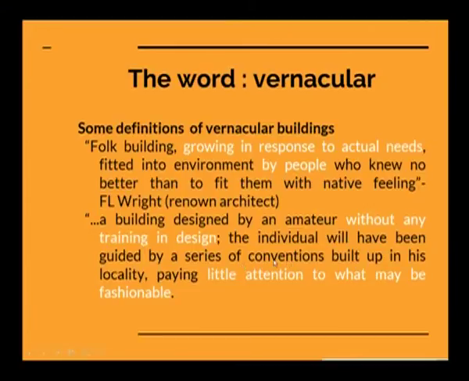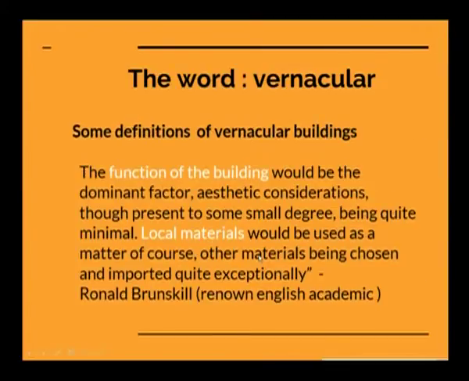The next definition is by a certain person called Ronald Brunskill, who is an English academic, who has done extensive study in British vernacular architecture. He defines vernacular architecture as a building designed by an amateur without any training in design. Okay? So, please note that. The individual will have been guided by a series of conventions built up in his locality, paying little attention to what may be fashionable. So, I would also like you to take a keynote of the word fashionable. The function of the building would be the dominant factor, aesthetic consideration though present to some small degree being quite minimal. The next thing he says is local materials would be used as a matter of course, other materials being chosen and imported quite exceptionally.